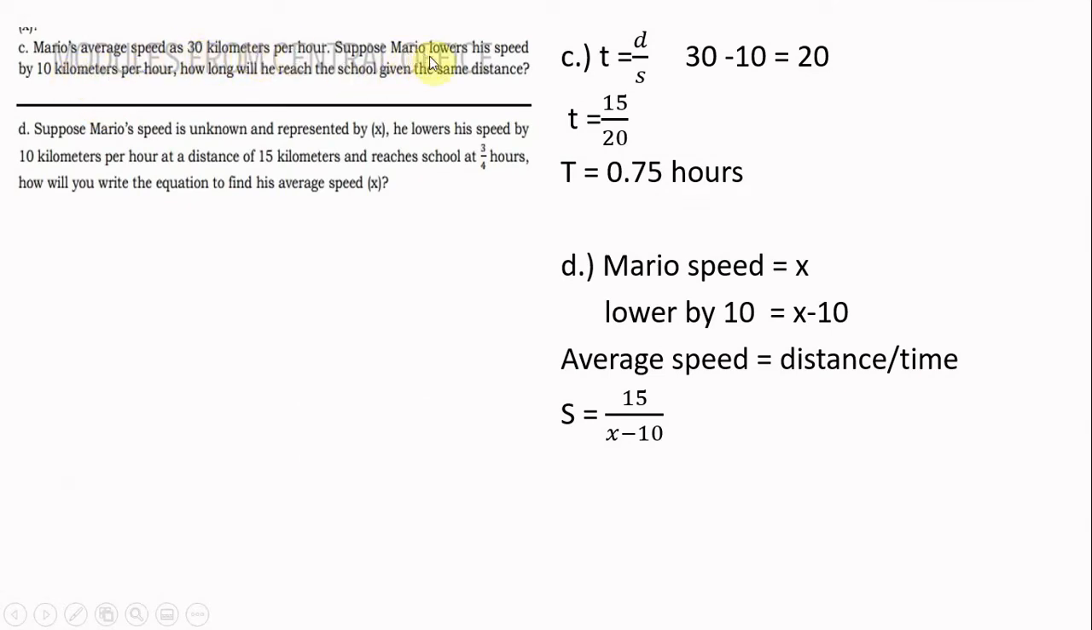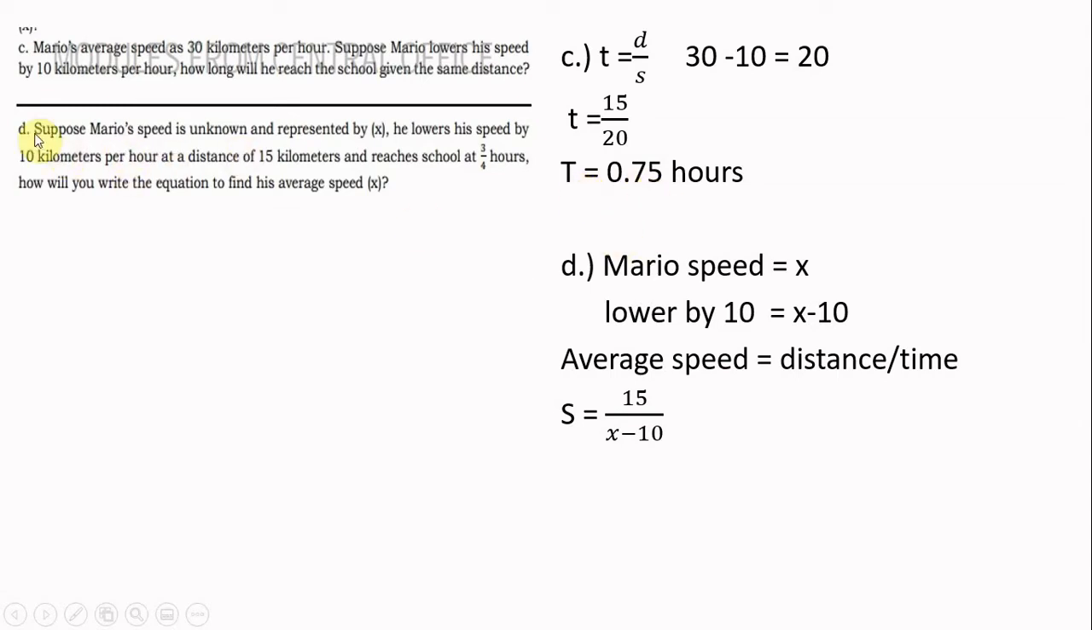Okay, now let us see Mario's average speed as 30 kilometers per hour. Suppose Mario lowers his speed by 10 kilometers per hour. How long will he reach the school given the same distance? So the time is equal to distance over speed. So 30 minus 10 is equal to 20, that is the speed. He lowered his speed by 10. So 30 minus 10 equals 20. So this is the speed. Now, time is equal to 15, the distance from school to his house, divided by the lower speed, which is 20. So 15 divided by 20, that's 0.75 hours, the time.